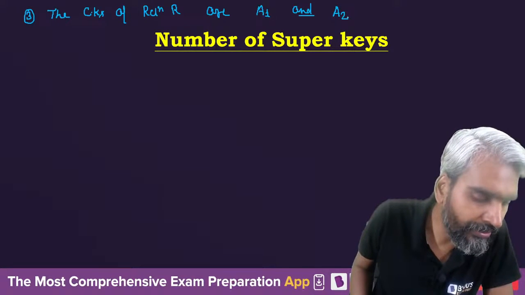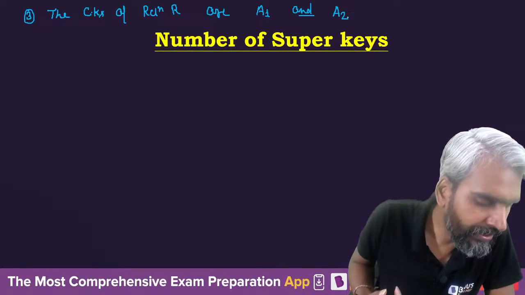Number of subsets equals to cardinality of power set. Correct, GTZ. Correct.